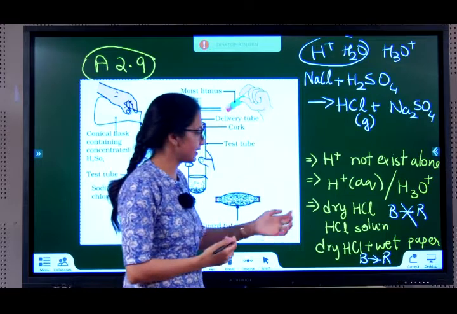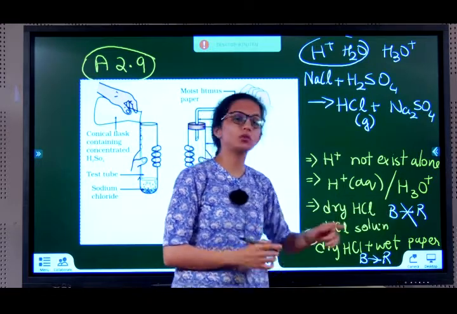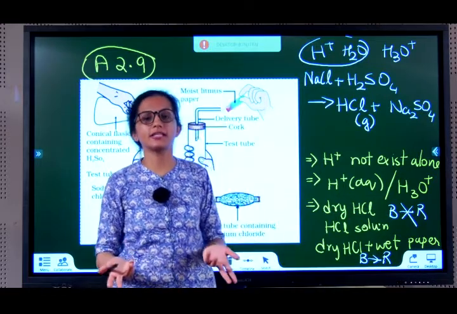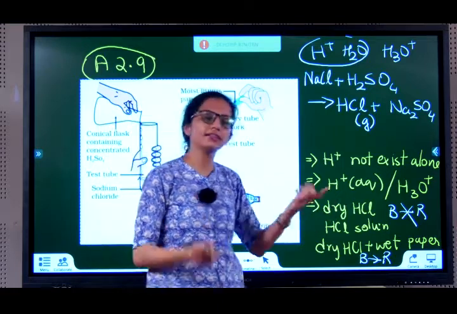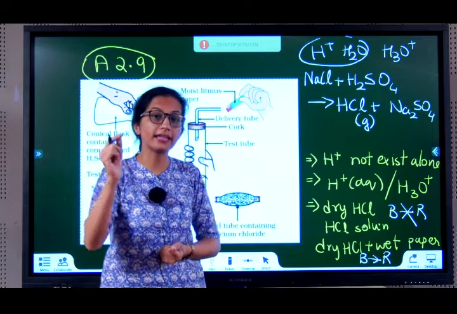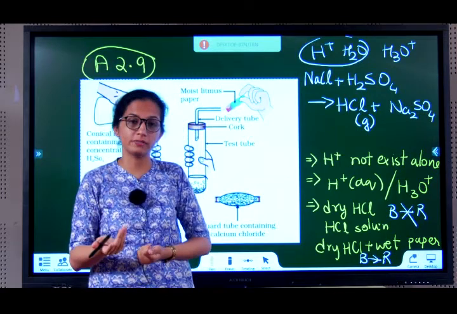How did we understand this? Dry HCl does not turn blue litmus red. Why? Because H plus ions do not exist alone. In dry HCl, there is no H plus ion existing alone. So it will not turn the blue litmus red.